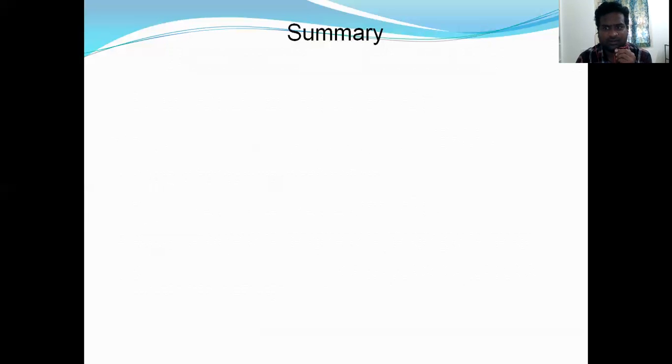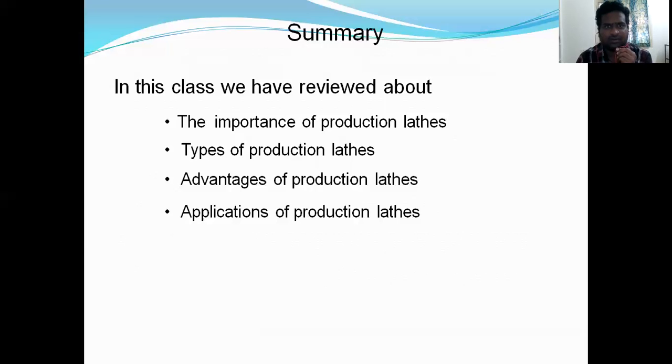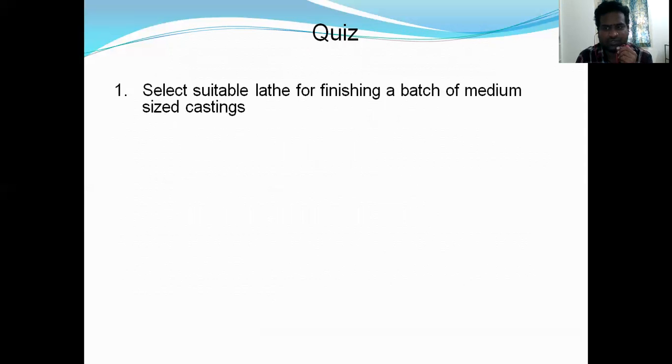Right, so let us summarize today's session. In this session, we have learned about the importance of production lathes, types of production lathes, advantages of production lathes, and applications of production lathes. The types of production lathes we have discussed so far. With this, we have concluded the lathe machine. Based on this, we can do some questions from today's session.